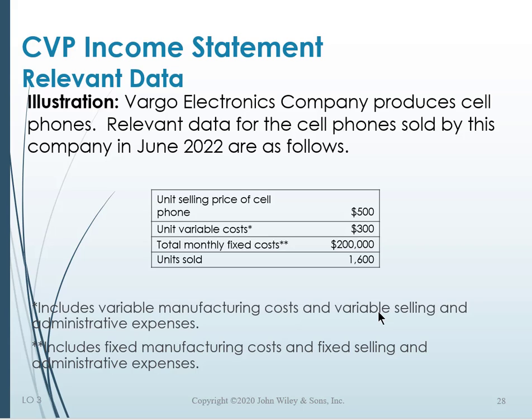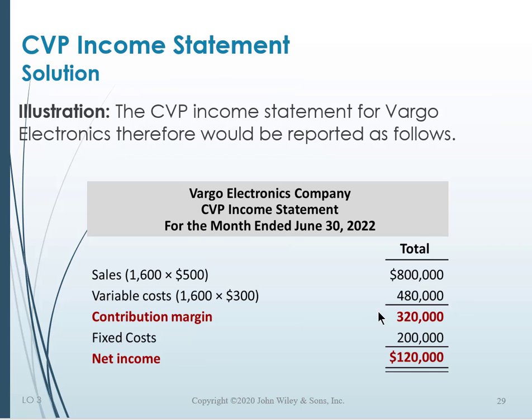Unit variable costs are $300. Total monthly fixed cost is $200,000. And the units sold are 1,600. Again, they make reference down here that they've looked in and considered all the costs are included here. So what does the income statement look like?